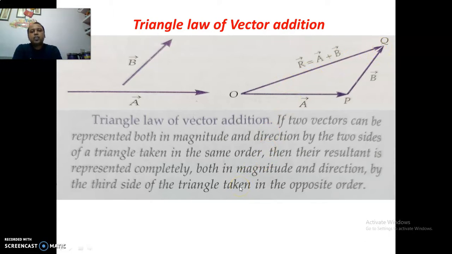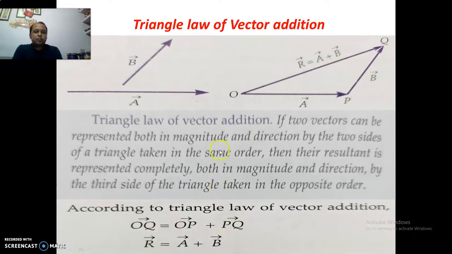So this is known as the triangle law of vector addition, where the two vectors given to you are made the two sides of a triangle taken in the same order, then the resultant is given by the remaining side of the triangle taken in the opposite order. Here, according to the triangle law, we can write the resultant, that is OQ, is OP, that is vector A, plus PQ, that is vector B. So vector R, which is the resultant vector, is given by vector A plus vector B. This is the representation of the resultant vector R, which is the sum of vector A and vector B.